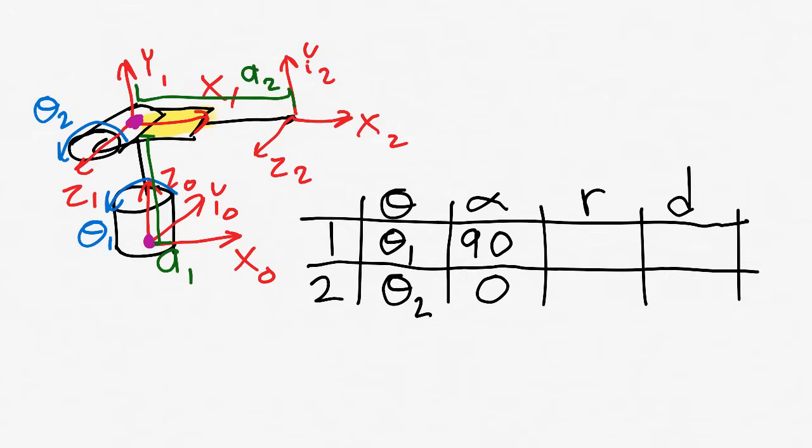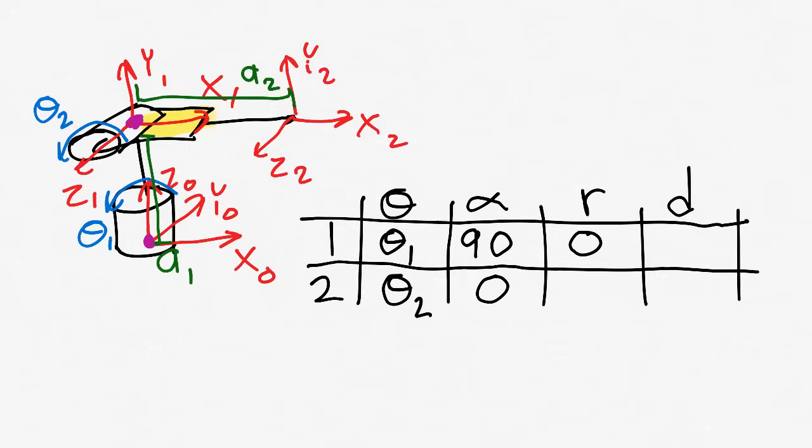Here, the centers of frame 0 and frame 1 do not have any displacement in the x1 direction, and so r in this row of the parameter table is 0.